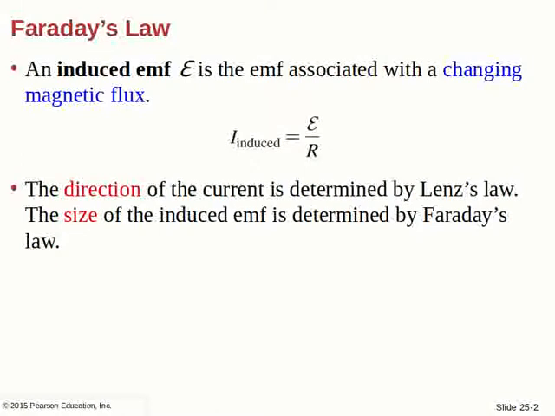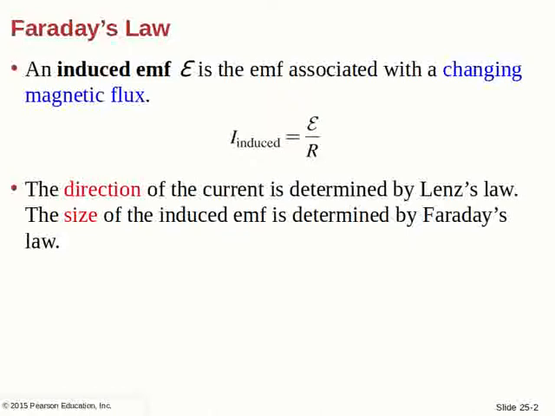To remind you, we had a loop that had no current in it, but it was connected to a current meter. And if there was a magnet that was moved toward or away from it, or into it, or out of it, we noticed that the needle on the current meter deflected, indicating that there was a current induced in the circuit. And that induced current had a direction which was either clockwise or counterclockwise based on whether the magnetic field was increasing or decreasing.